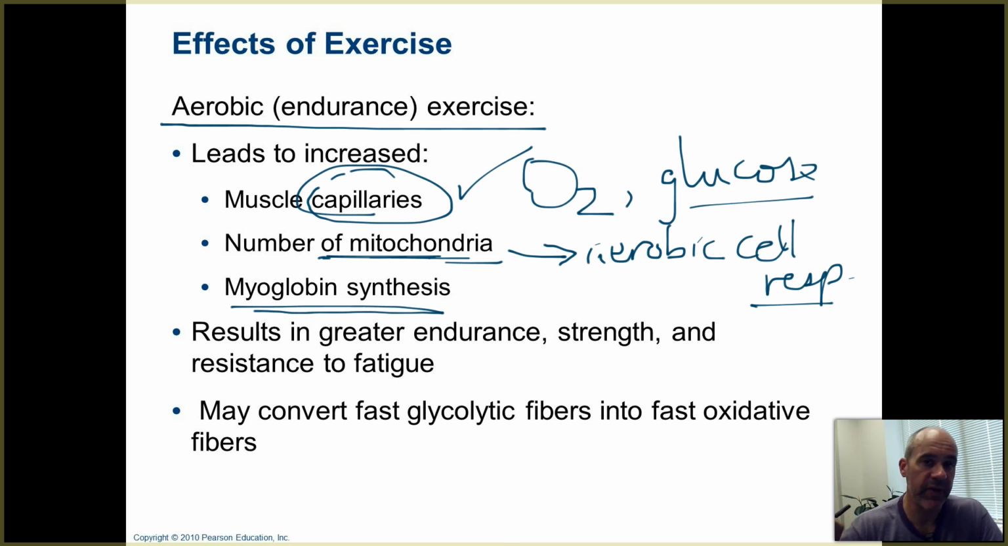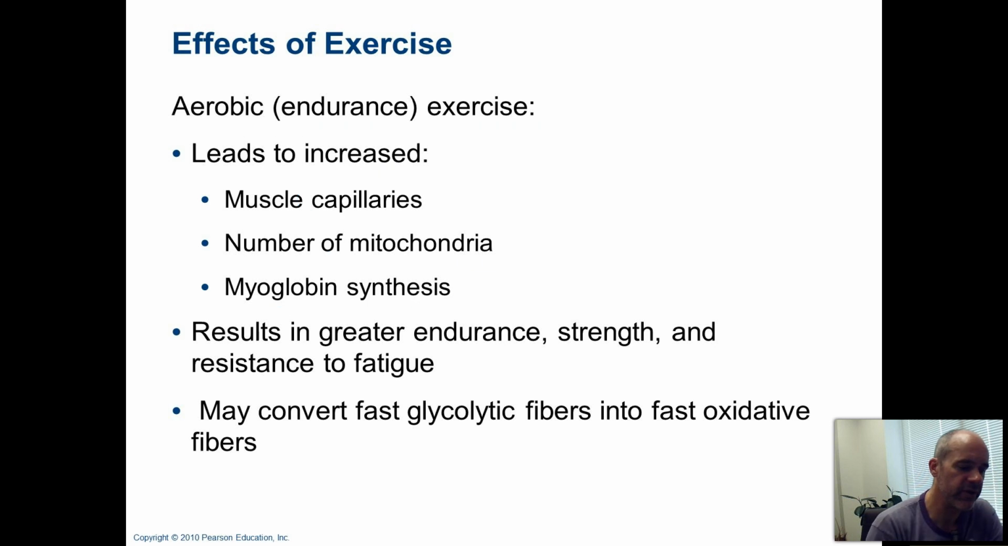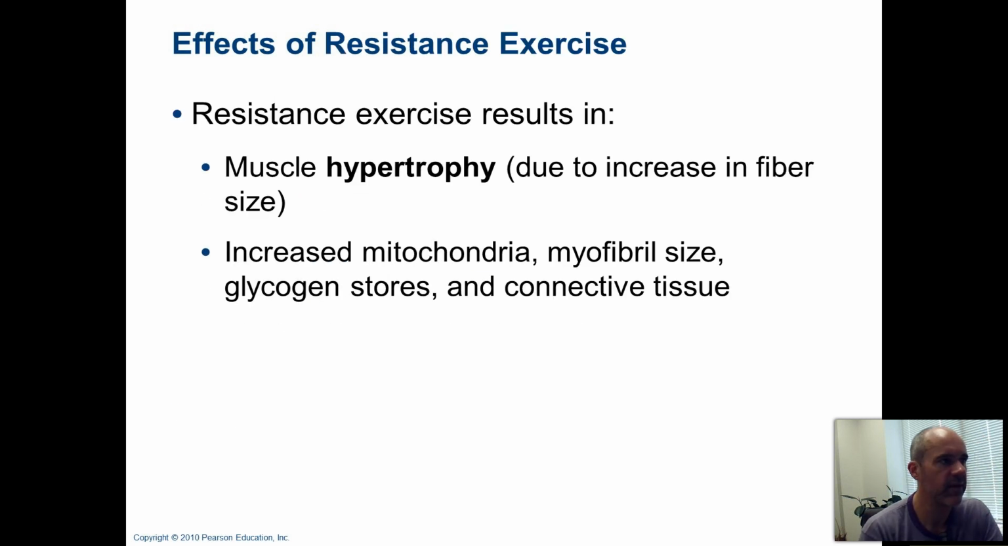Your muscle fibers can actually change types to some degree. Your fast glycolytic fibers can convert into fast oxidative fibers, so they can go from being the sprinter type to kind of being in between the sprinter and the endurance exercise type. So the more endurance type exercise you do, your body's going to adapt.